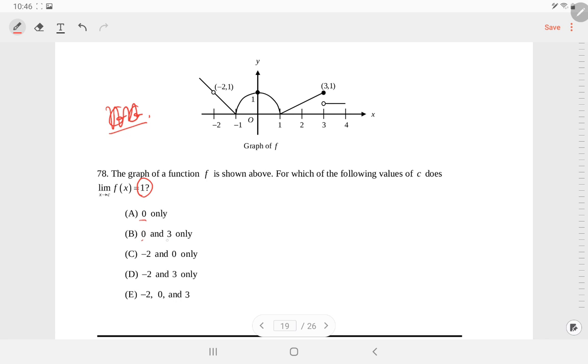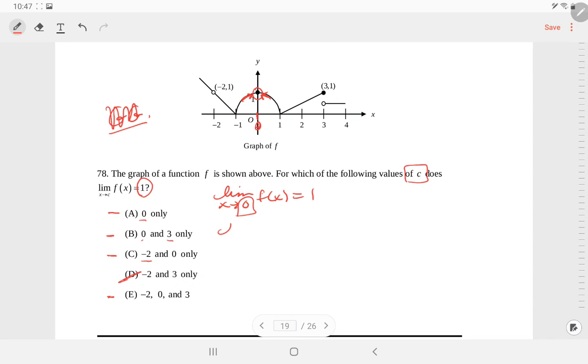Okay, I can look at all these different spots. 0, 3, negative 2. Oh, there's only 3 spots. So let's look at their spots. So 0. If I'm looking here at x equals 0, both sides, right side, left side, are they both headed towards 1? They are. So the limit as x approaches 0 of f of x is 1. So that would be, which of the following C does this equal? So 0 is a possibility. So yes, yes, yes, no, yes. Okay, that was not helpful.